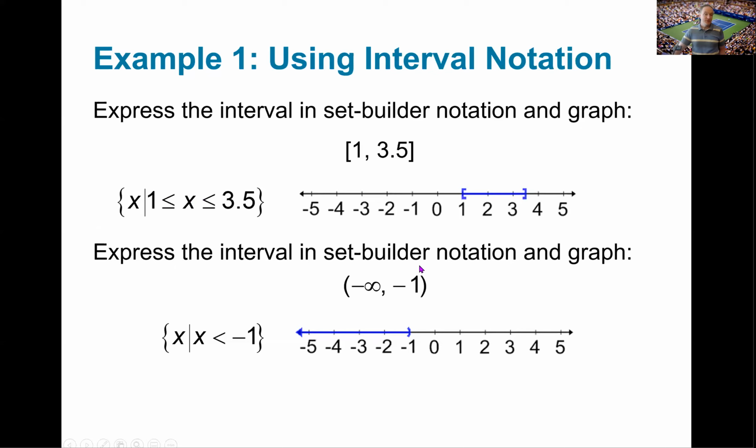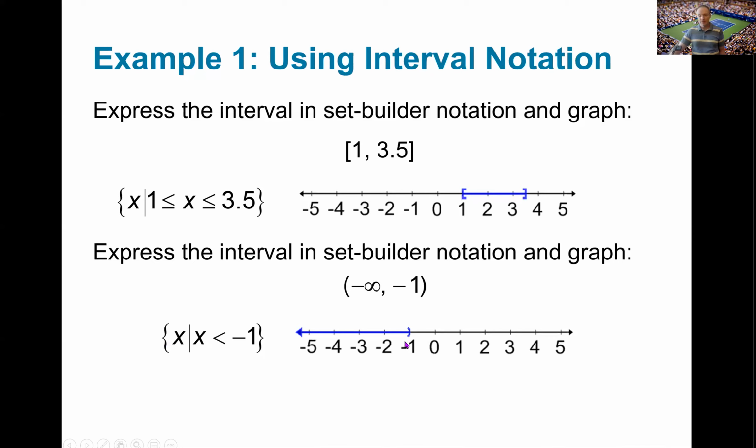Now, if I'm trying to do the set builder notation between negative infinity and negative 1, I would just say x is less than negative 1. Do I need to say x is greater than negative infinity? No, it goes without saying. Every single number in existence is greater than negative infinity, so you don't have to say it. So all you have to say is that x is less than negative 1 in your set builder notation.